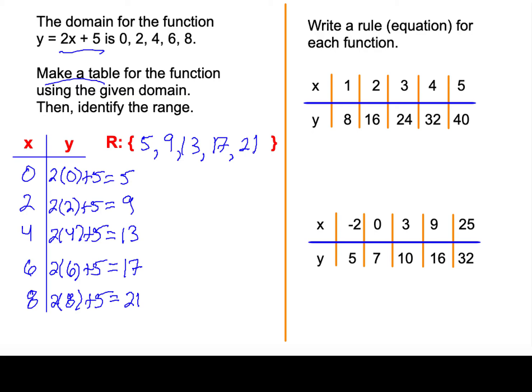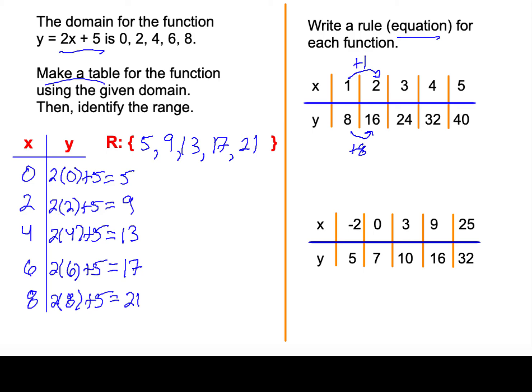Then we can also identify the rule or function. What if they give me a table and they want me to write it a different way? They want me to write a rule or an equation for the function. What I need to do first is spot the pattern. So notice I want to first look at my x values. I'm going to notice they're all going up by 1. 1, 2, 3, 4, 5. And notice my y values, they're all going up what looks to be by 8. 8 plus 8 would be 16, plus 8 is 24, plus 8 is 32.